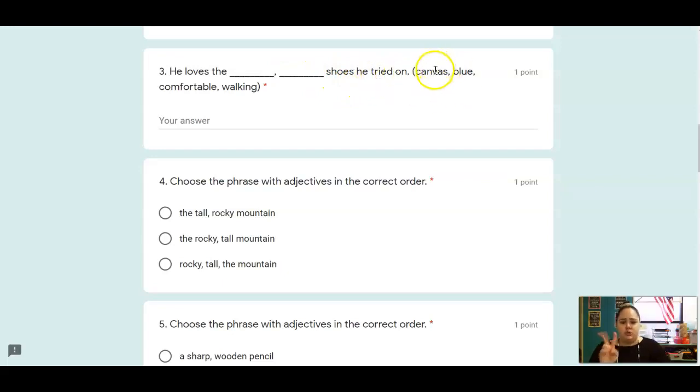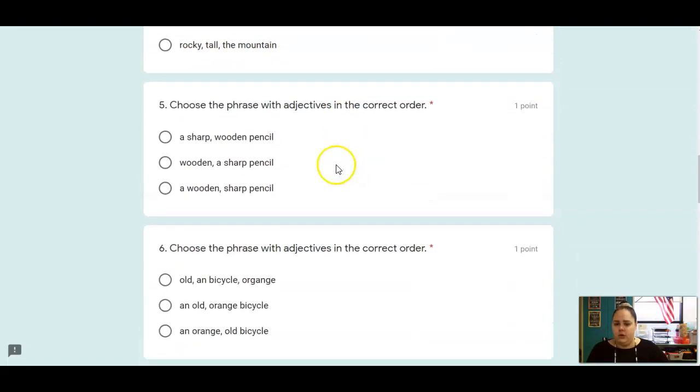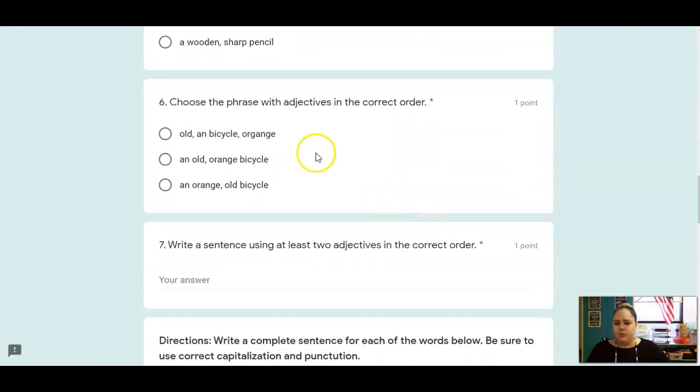Remember, just choose 2. So we've got canvas, that is a type of material. Blue, comfortable, and walking. Okay, and now for the rest of these, you're going to choose the phrase that uses the adjectives in the correct order. So we've got the tall Rocky Mountain, the Rocky Tall Mountain, Rocky Tall the Mountain. A sharp wooden pencil, wooden a sharp pencil, a wooden sharp pencil.